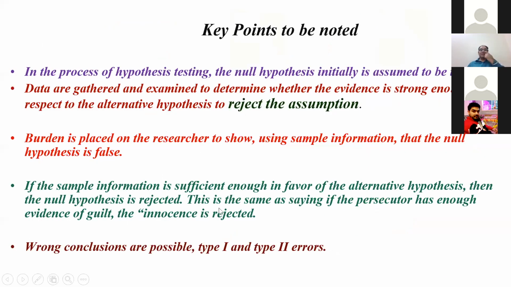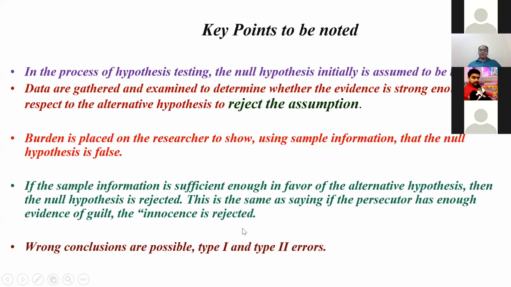So these are some of the points which you should know. In the process of hypothesis testing, the null hypothesis initially is assumed to be true. Data is collected and examined to determine whether the evidence is strong enough with respect to the alternate hypothesis to reject the assumption. So the burden is placed on the researcher to show, using sample information, that the null hypothesis is false, right? If the sample information is sufficiently in favor of the alternate hypothesis, then the null hypothesis is rejected. This is the same as saying if the prosecutor has enough evidence of guilt, the innocence is rejected.